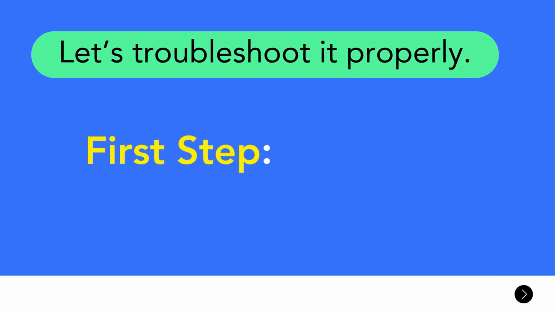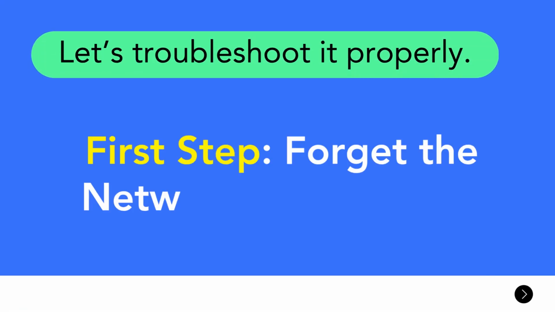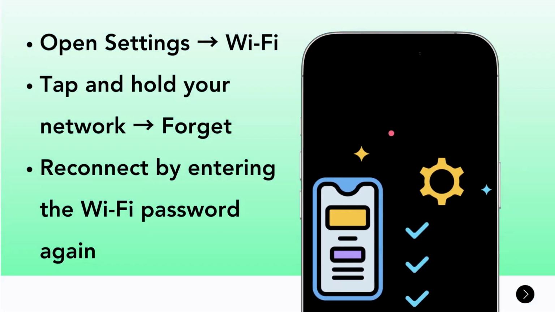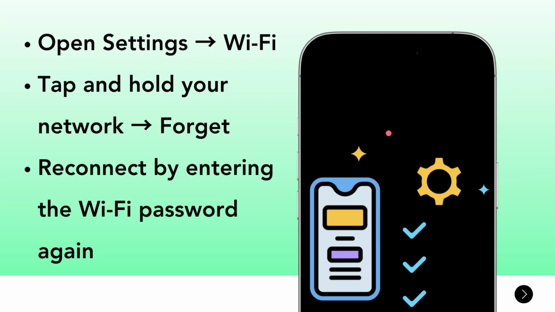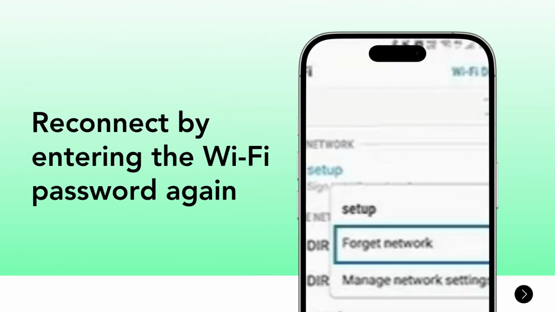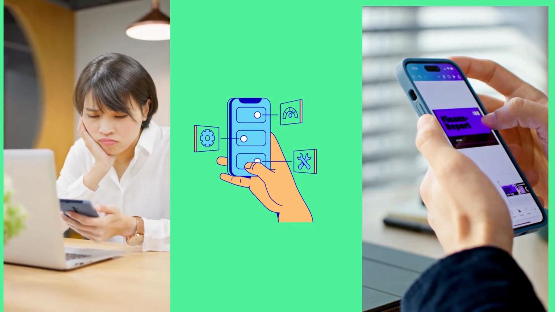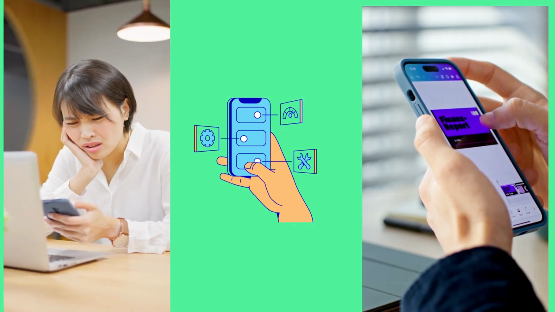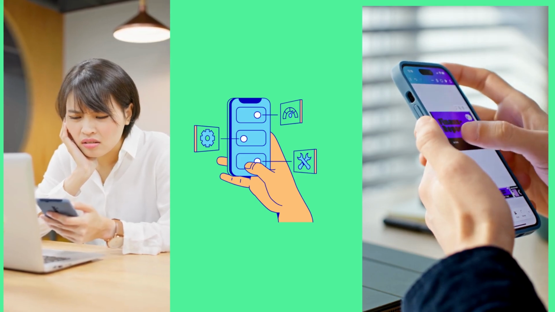Let's troubleshoot it properly. First step, forget the network and reconnect. Sometimes, the stored Wi-Fi data on your phone gets corrupted. Open Settings, Wi-Fi. Tap and hold your network. Forget. Reconnect by entering the Wi-Fi password again. If the password is correct and the issue still happens, continue with the next steps.